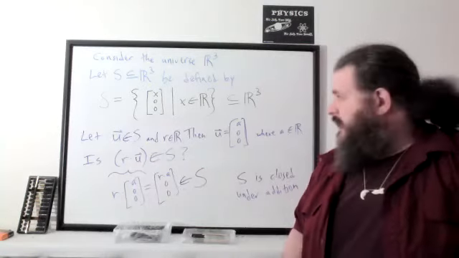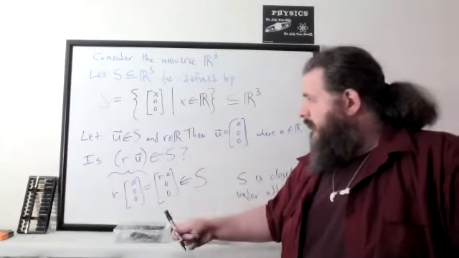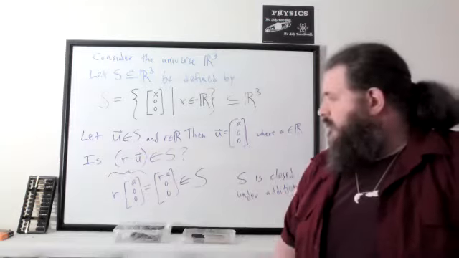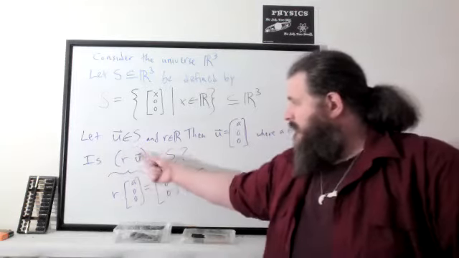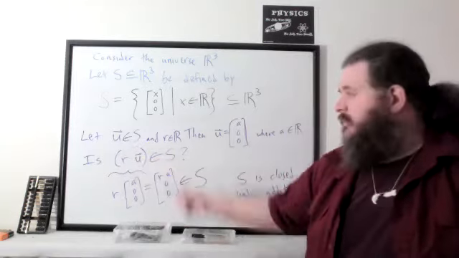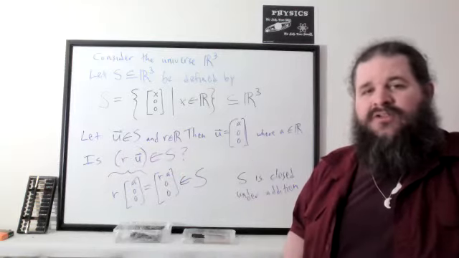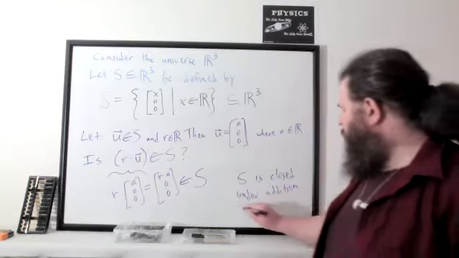So we've just shown that if R is any real number, any scalar, and U is any vector in set S, then the result of multiplying scalar R times vector U is guaranteed to also be a member of set S. So we've just proven that set S is closed under scalar multiplication.